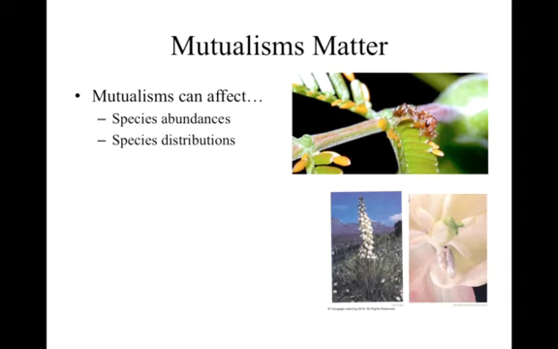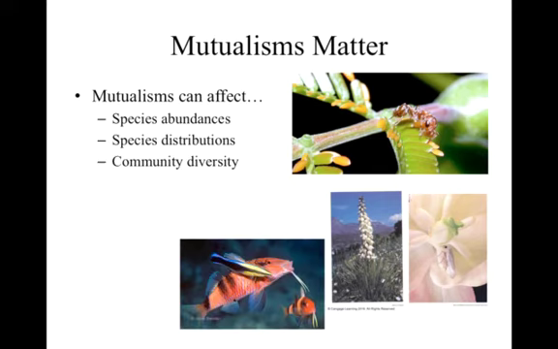Species distributions can be determined by mutualisms. Remember, we said you'll never find yucca moths where you don't find yucca, and you'll never find yucca where you don't find yucca moths. So the distributions of these two species are tightly integrated. Even if the yucca could tolerate cold temperatures that the moth can't, it still can't grow there because there's no moths. Even if the moth can tolerate warm temperatures that the yucca can't, it still can't live in that area because it needs its mutualistic partner. So the species distributions are being affected.